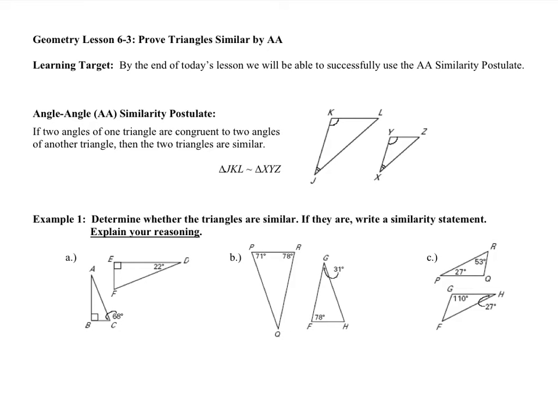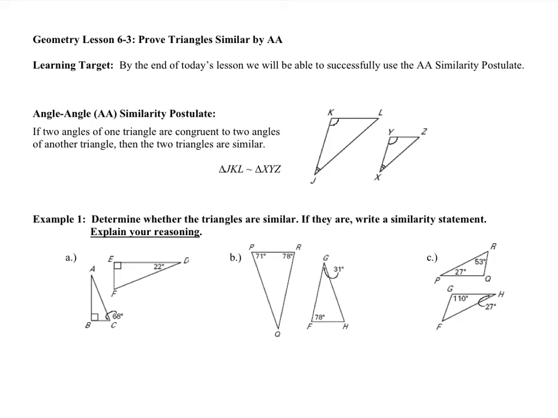Lesson 6-3. Prove triangles similar by AA. By the end of today's lesson, we will be able to successfully use the AA similarity postulate. The angle-angle, or AA, similarity postulate states that if two angles of one triangle are congruent to two angles of another triangle, then the two triangles are similar.